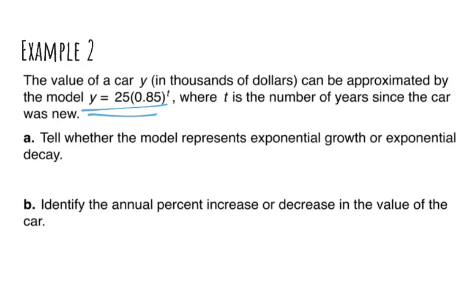So first things first, I just want to figure out, is this telling me a function that is exponential growth or exponential decay? Well, to answer that question, I'm always looking for the b value, which is right here. It is the number attached with the exponent. It's the base of the exponent. 25 has nothing to do with if it's exponential growth or decay. The only number that matters with answering that question is this one right here, which is 0.85.